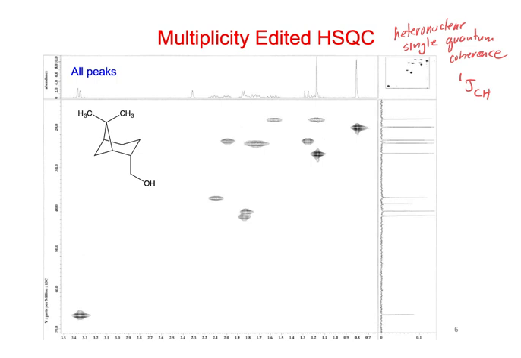Like we talked about before, it's a good experiment to tell where the diastereotopic CH2 groups are. There's one there. Here's one here. So these were the CHs. Here's the 2 methyl groups.